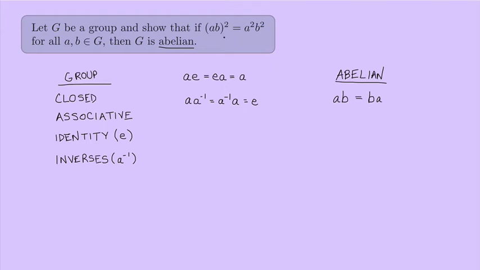So let's try and figure out how we might do this before we actually do a formal proof. So we have (AB)² equals A² times B². Okay, well, what does it mean to square something? That's AB times AB. And A² and B², okay, that's like A times A and B times B. Well, then I can cancel an A on the left and a B on the right, and then I'll have BA equals AB, and that's what I want. So I think we're ready to attempt a proof.